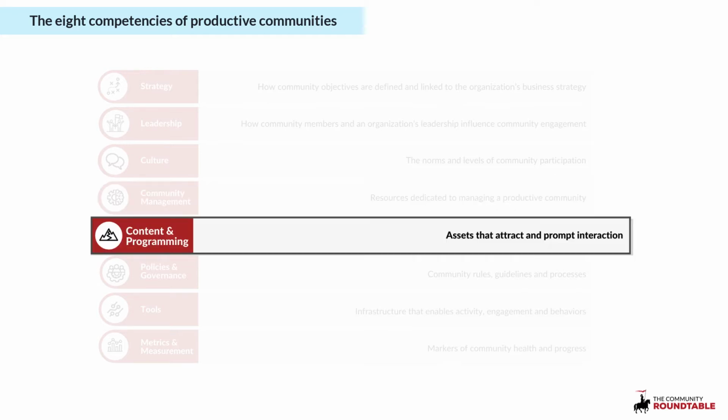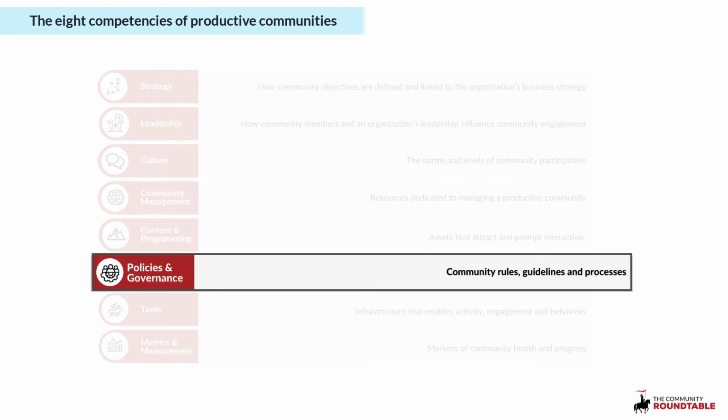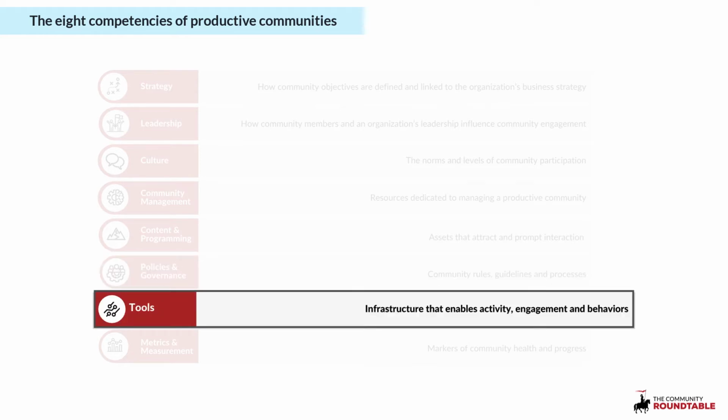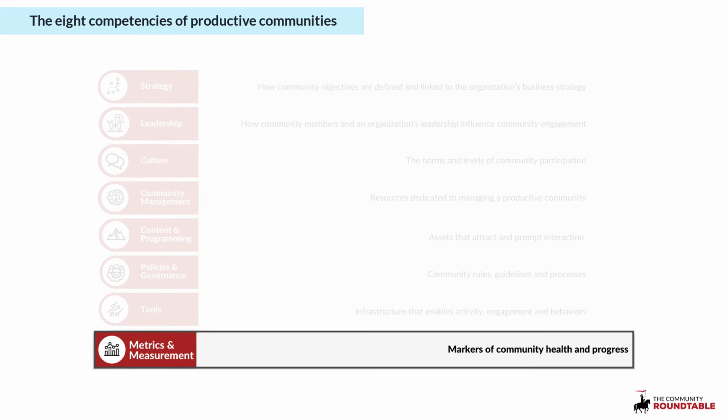Content and programming are assets that attract and promote interactions among members. Policies and governance are community rules, guidelines, and processes. Tools are the infrastructure that enable activity, engagement, and behaviors. Metrics and measurement look at how the community measures health and progress.